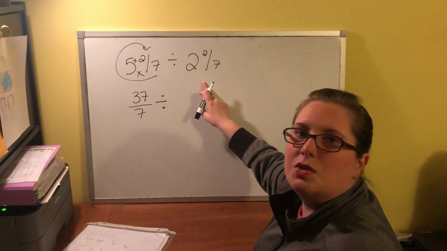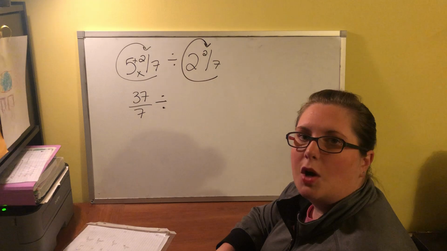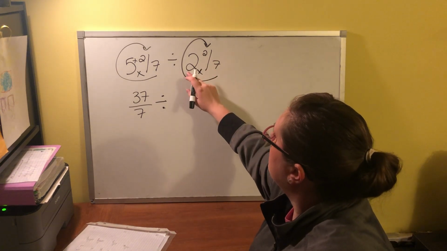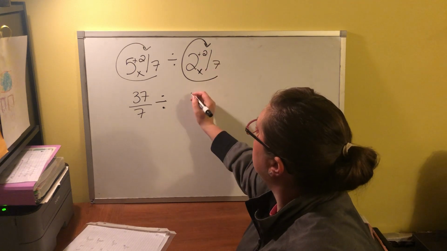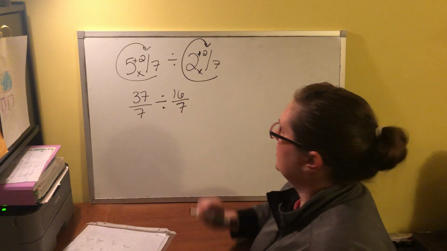Divided by, well, I have 2 2/7. Once again, it's a mixed number, so we need to turn it into an improper fraction. Moving in the left direction, we multiply first. 7 times 2 is 14, plus 2 gives us 16. It stays over the denominator 7.